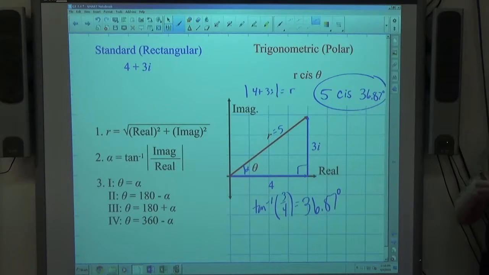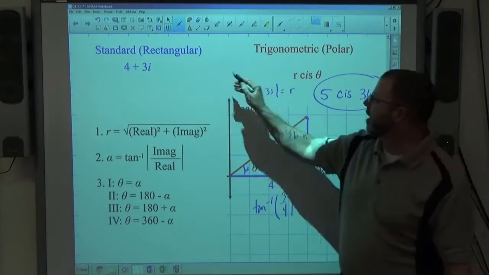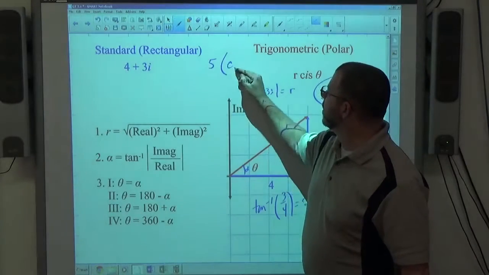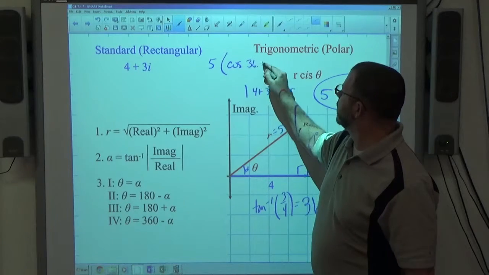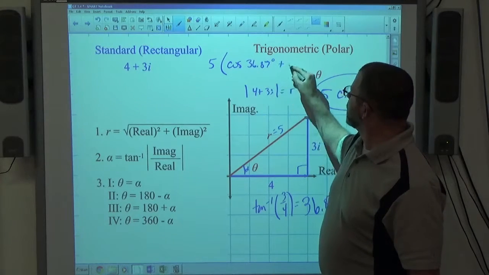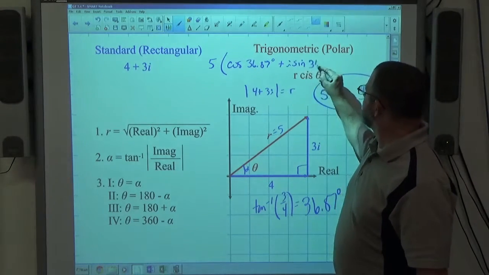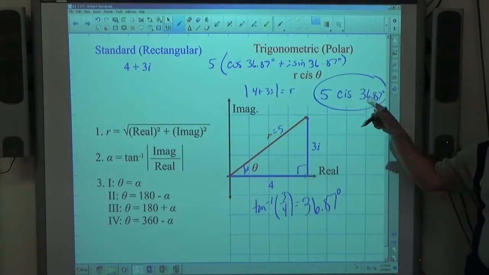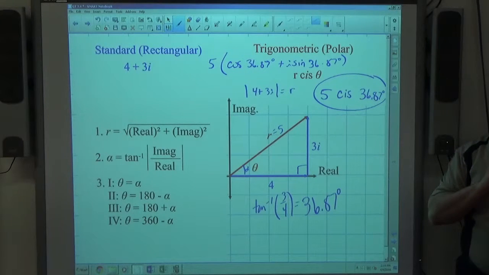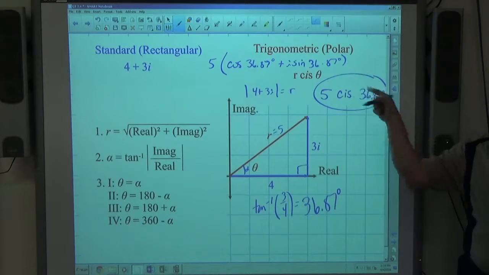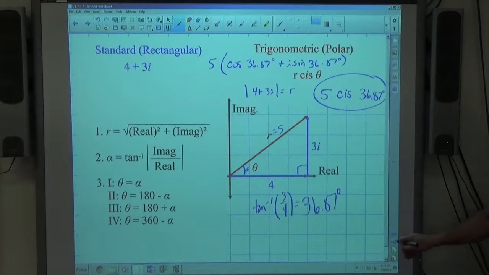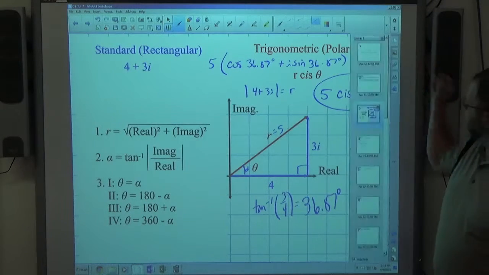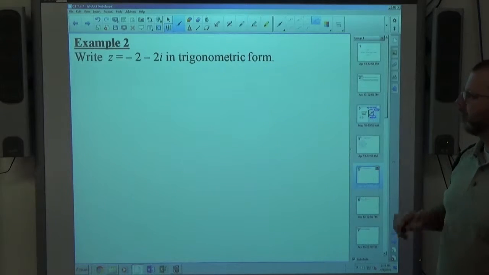Cis stands for cosine of the angle plus i sine of the angle. That's what it means. So basically, another way of writing this is like this: 5 parentheses, cosine of 36.87 degrees plus i sine of 36.87 degrees. Those mean the same thing. This is just a little more concise to look at. It's prettier. Okay, but they mean the same thing. So with that in mind, that's something we're going to have to do to be able to handle example 2. We'll start with example 2.